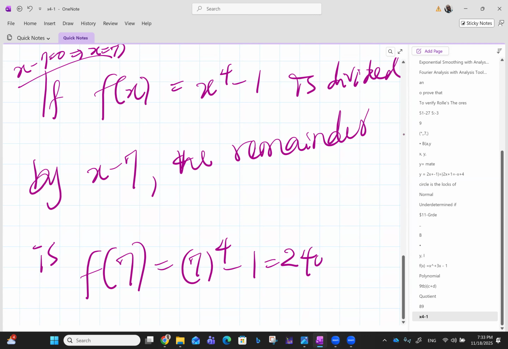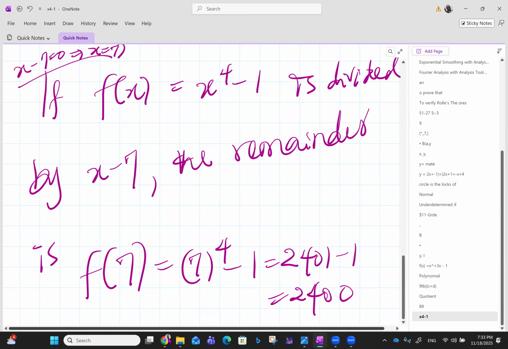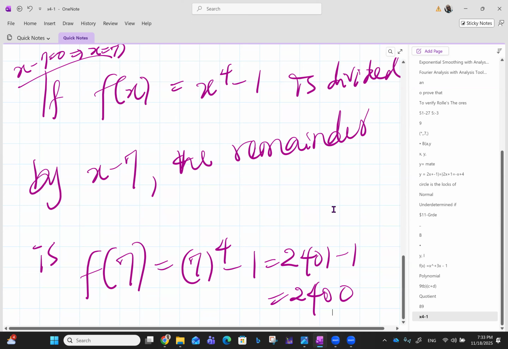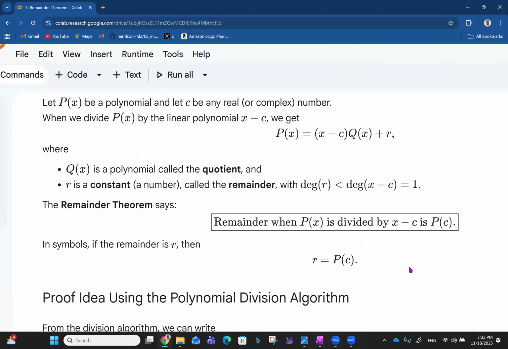And that was what I did in the other video. So if you divide x raised to the power 4 minus 1 by x minus 7, you get a remainder of 2400 easily. So the remainder theorem simply says that the remainder when p of x is divided by x minus c is p of c. In symbols, if the remainder is r, then r is p of c. That's what it is telling us, and that has been established right here. Even when I did the long division, that was exactly what I got.